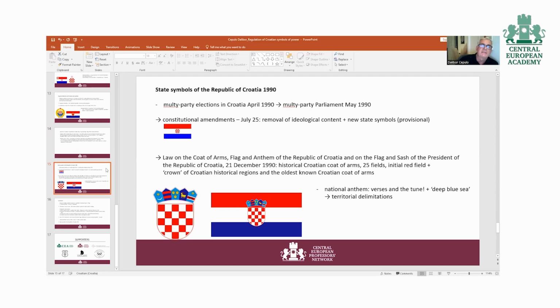bore out the symbols of the new state, based, of course, on the same symbols, the flag and the checkered coat of arms. First as provisional symbols, not well defined. Only six months later, they were defined in a very detailed law, which very precisely defined these symbols. These are the symbols of the contemporary Republic of Croatia. They are based, again, on the Croatian historical symbols.